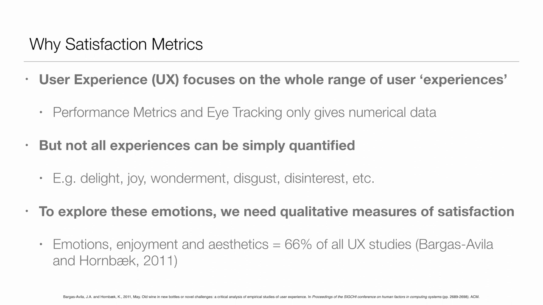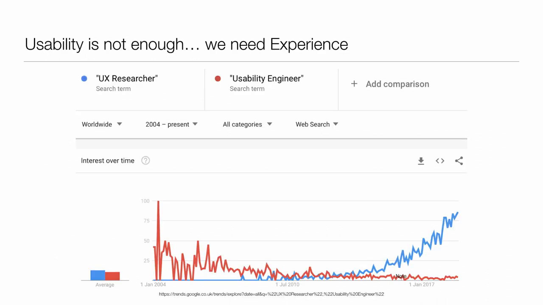Now, 66% of all UX studies before the year 2011 were based on emotion, enjoyment, and aesthetics. Now think about that. Well over half of all studies are focusing on those soft subjects. Therefore, we must really respect the soft aspect of UX and run with it if we're to get a great picture of how well it is functioning.